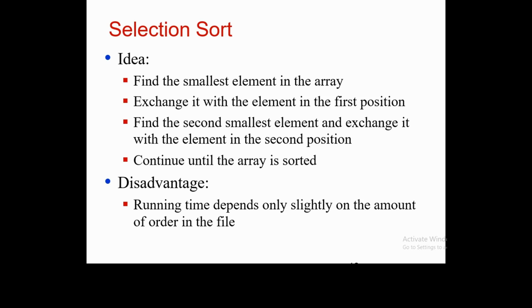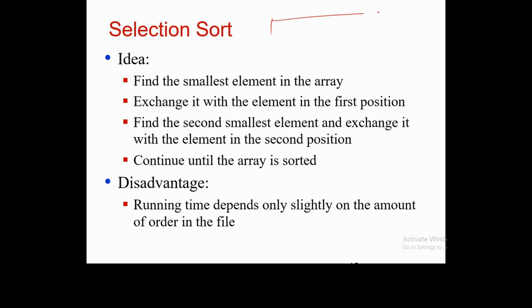So the idea behind the selection sort algorithm, as the name suggests, is to select the smallest element in the list or array. After finding that element, exchange it with the element in the first position. Now find the second smallest element and exchange it with the element in the second position. This process will continue until the array is sorted.